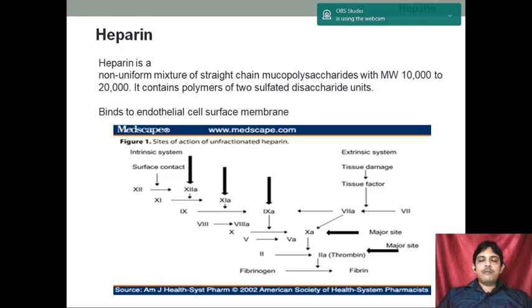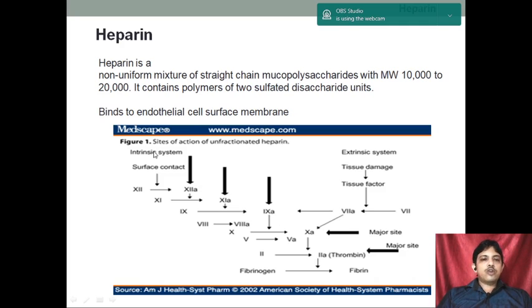If you remember, we have already said that heparin is one of the important anticoagulants, because it is used both in vivo and in vitro. After administration, it will bind to the endothelial cell surface membrane. Clear? Endothelial cell surface membrane. Now, what is the site of action of unfractionated heparin?